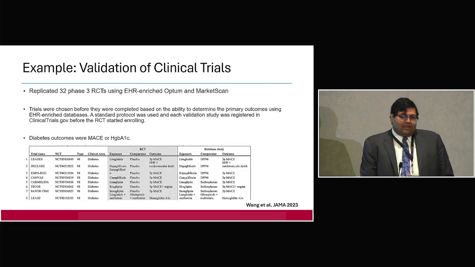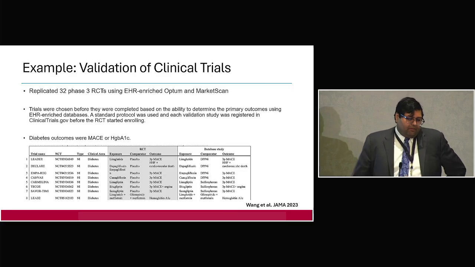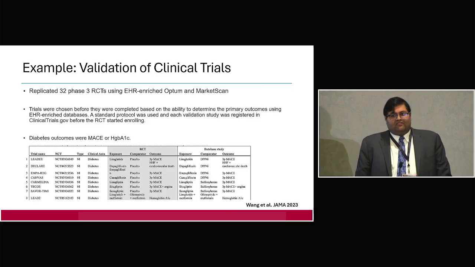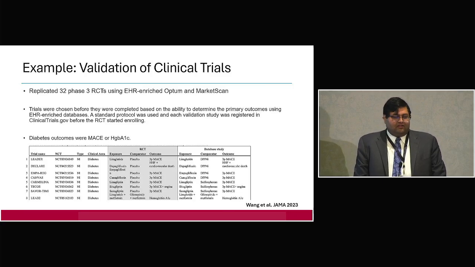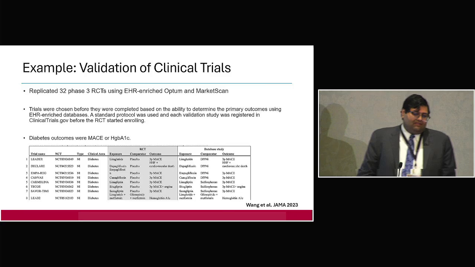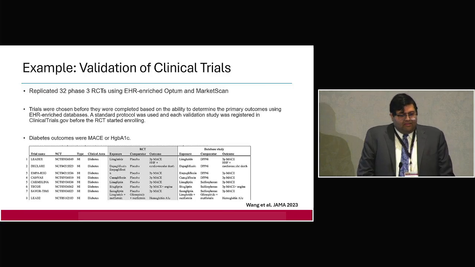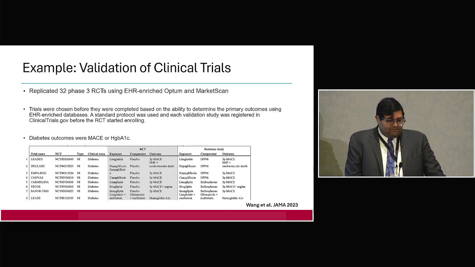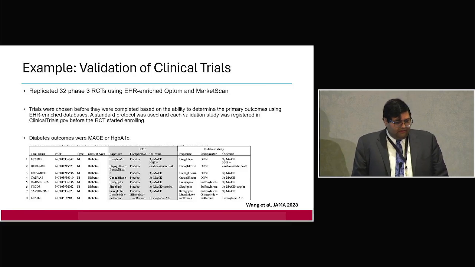So the next thing I want to highlight is, a group published this in JAMA, and it's a really nice illustration of taking that approach but magnifying the scale of it. So they took 32 phase 3 RCTs when they were registered in clinicaltrials.gov, so they started enrollment but hadn't reported results. And they asked the question, can we replicate this using large-scale analytics in clinical data sets? They used both Optum and MarketScan for this, and they registered separately their protocol for analyzing these studies.